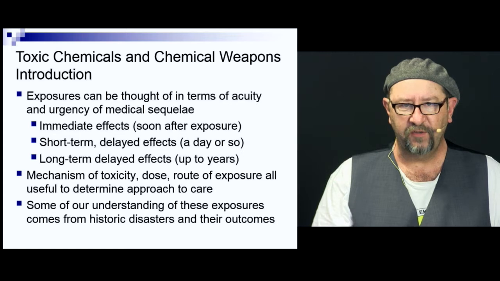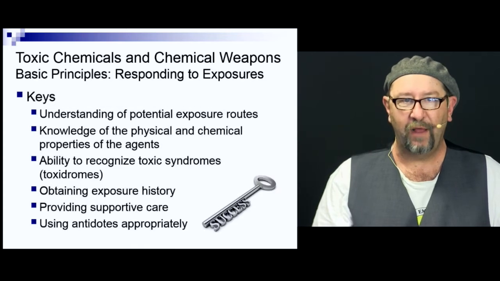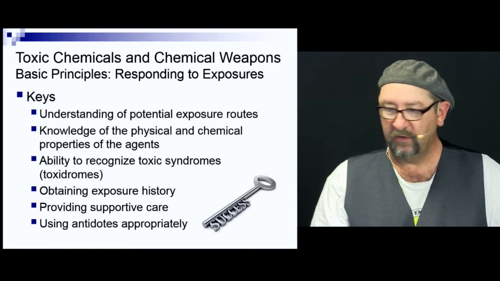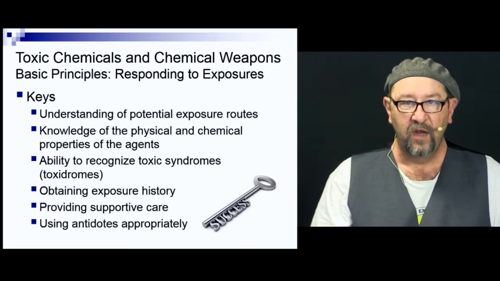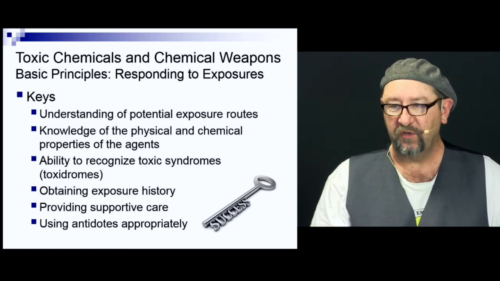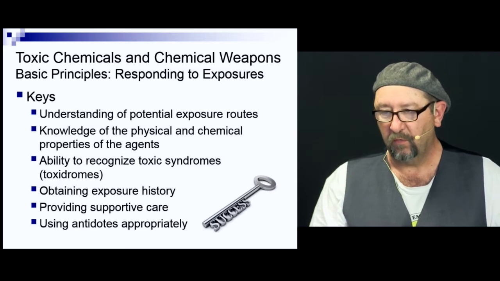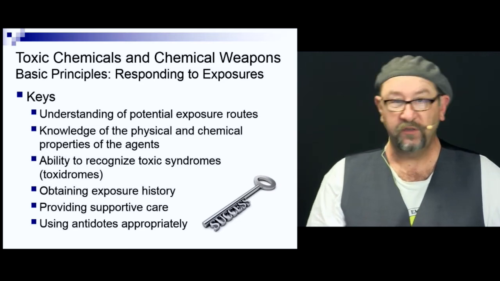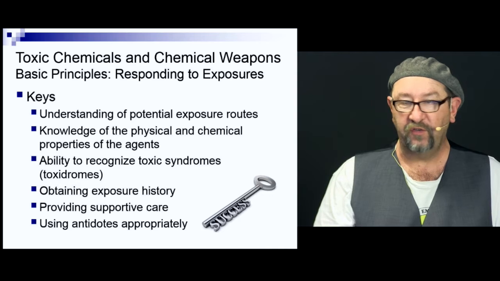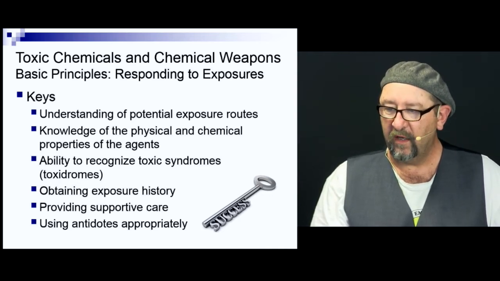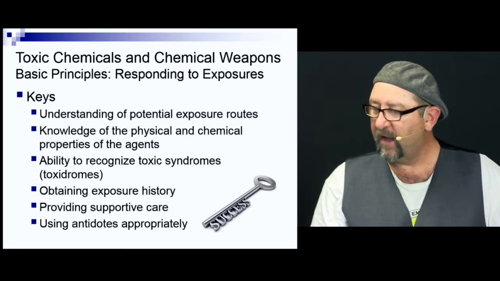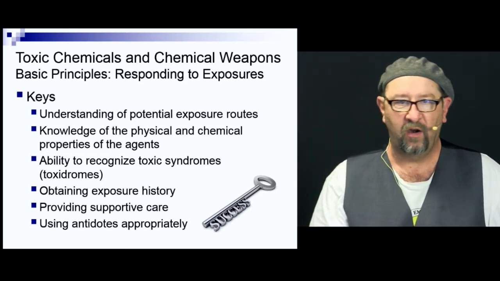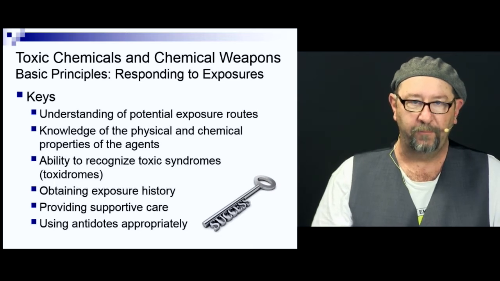Some of our understanding of these exposures comes from historic disasters that are out there. What are the keys? Understanding the potential exposure routes. Is it cutaneous? Is it inhaled? Is it ingested? Knowledge of the physical and chemical properties of the agents. We call those people chemists, and to a lesser extent, toxicologists. Ability to recognize toxic syndromes. That's important. What are the clinical toxidromes you need to know? While many of us are familiar with some of these, others are encountered more rarely and are less known, and that's where this article might help you.